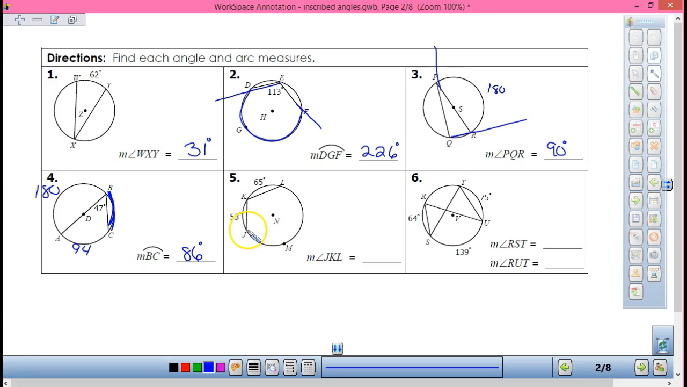What is this angle, JML? What's this arc? 242? You got that by doing what? Yeah, 360 minus 53 minus 65. Okay, so then how am I going to find the angle that's in there? Divide it by 2, we get 121 degrees.